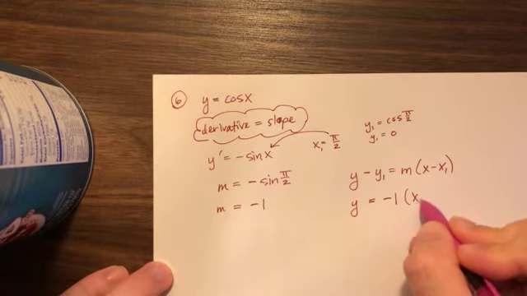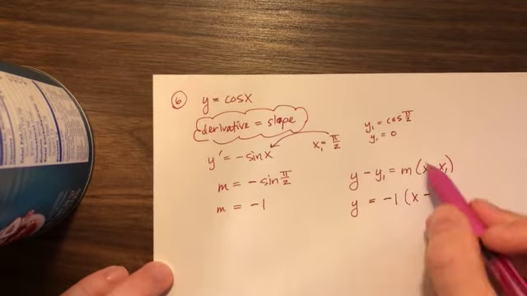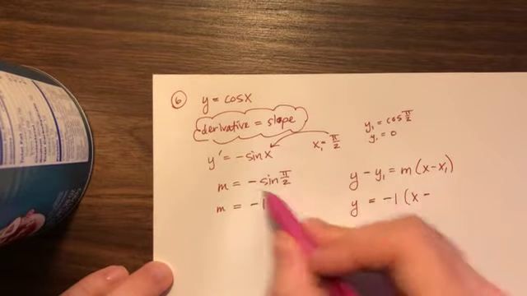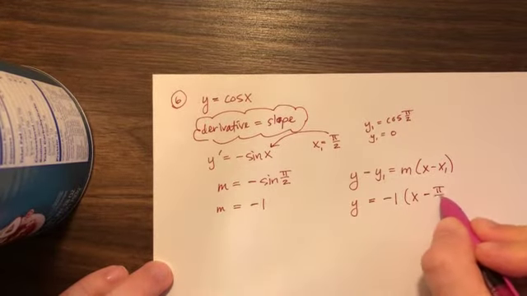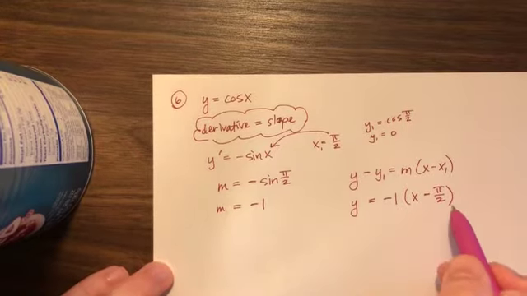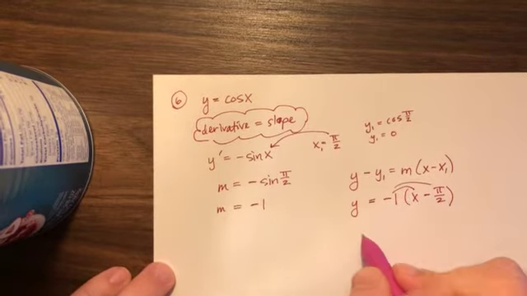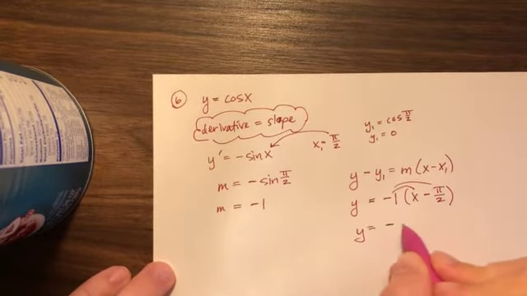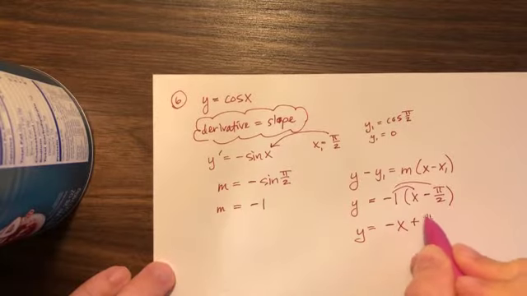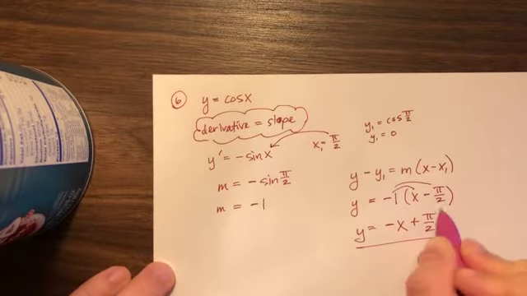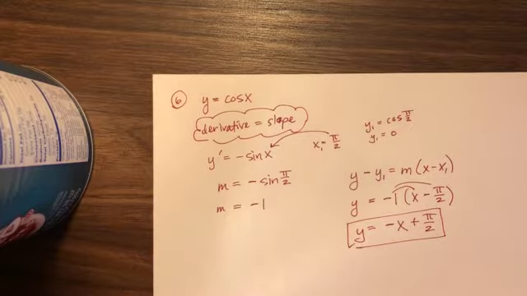All right. So plugging in 0 for y1, plugging in -1 for slope, plugging in pi over 2 for x, you get your tangent. All you got to do is distribute this -1, and you get slope-intercept form: -x plus pi over 2. Right? That's number 6.